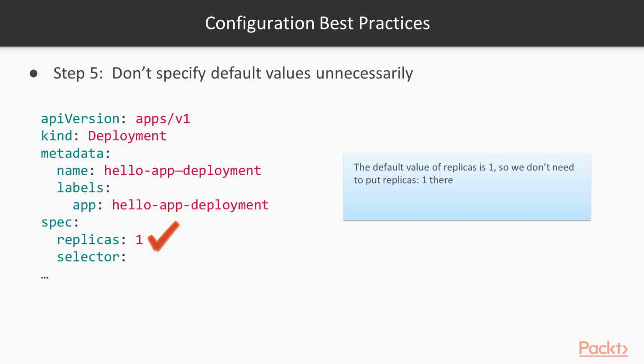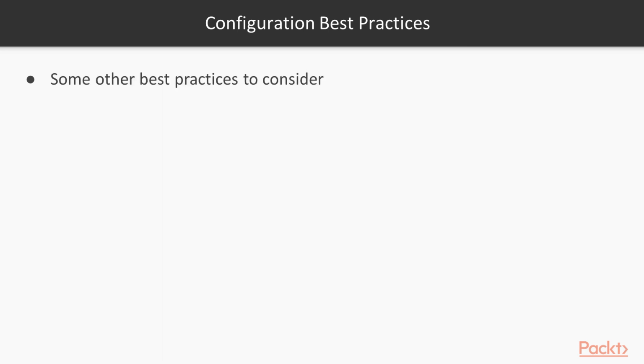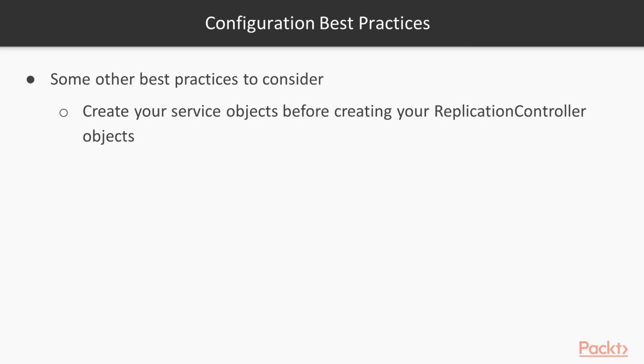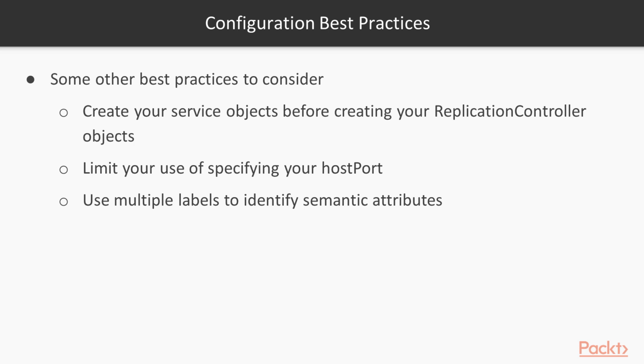So don't specify default values unnecessarily. For instance, here we have replicas equal to 1. That's the default value, so we don't have to add fields with default values. It's not necessarily needed. Some other best practices to consider are to create your service objects before creating your replication controller objects. Limit your use of specifying a host port, and use multiple labels to identify semantic attributes. These best practices are recommended by the Kubernetes organization themselves.